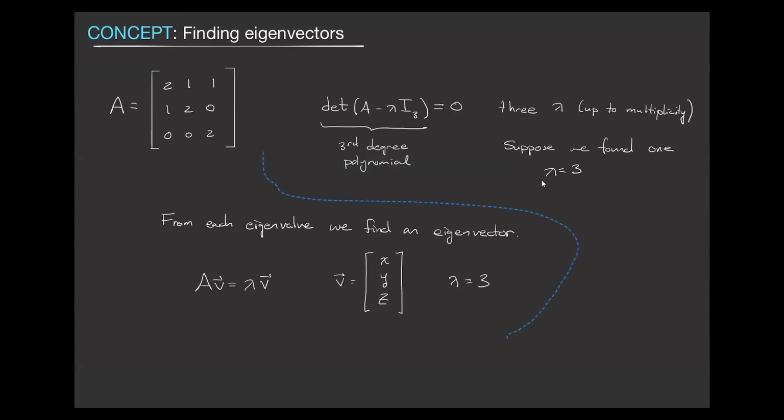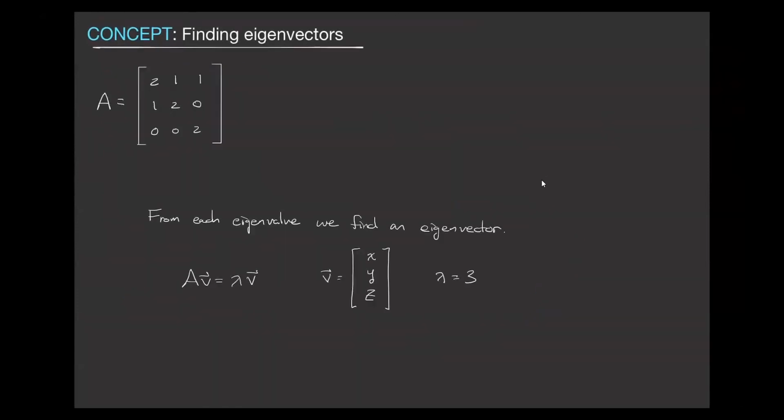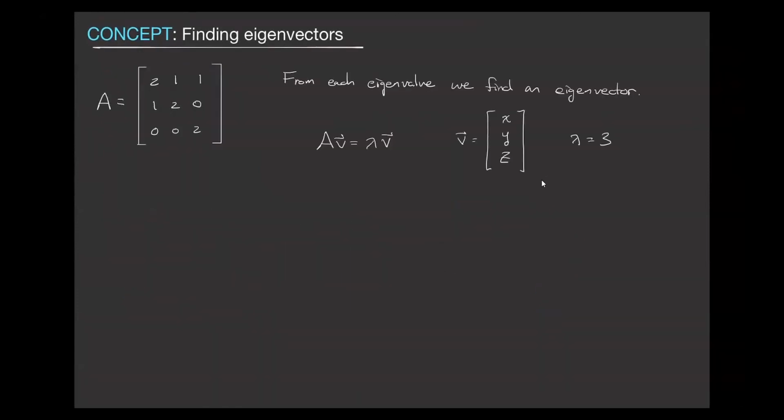Let me actually move this onto the next page. All right. So what we are saying is that A times V is equal to lambda times V. And if we write that, let's say here, what we get is that lambda is 3. We get that V is this XYZ. And our matrix A is going to be given as the 2, 1, 1, etc. So we're just substituting everything in.